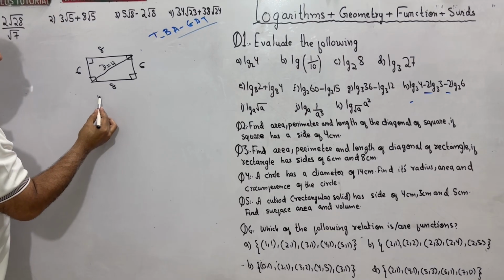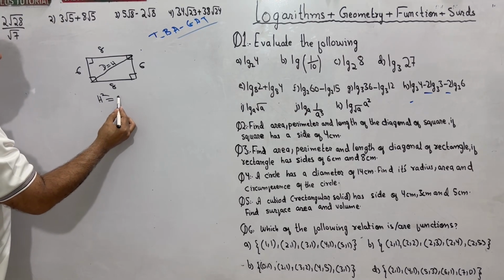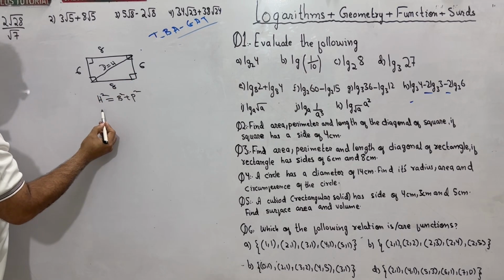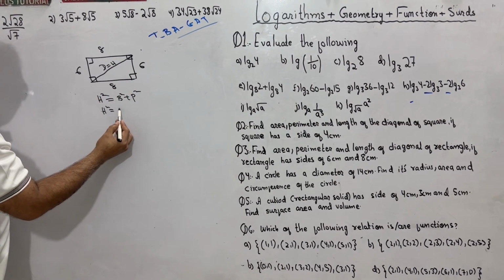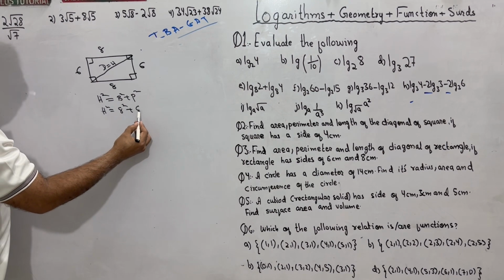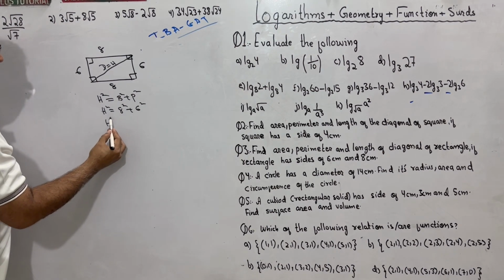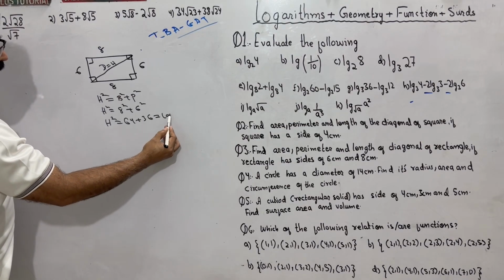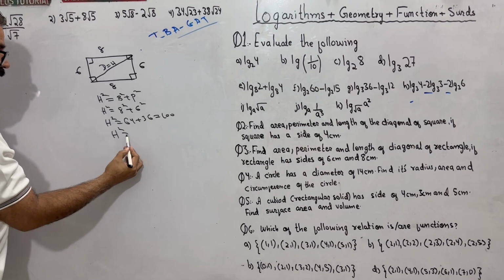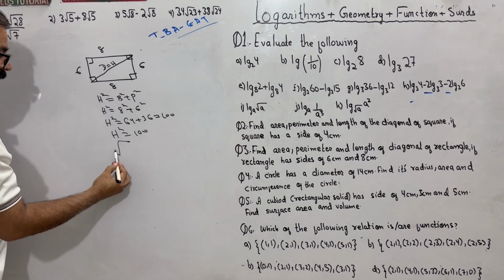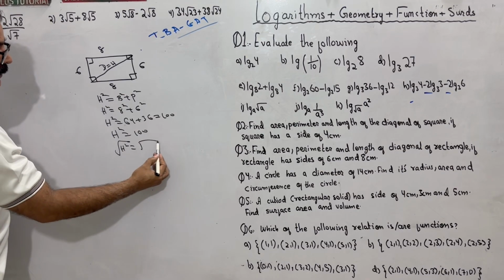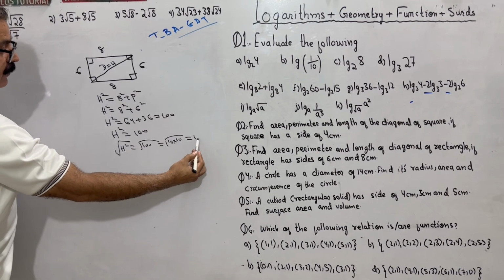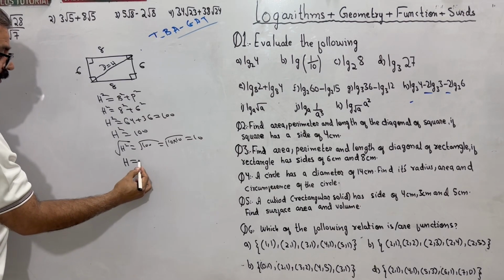Applying Pythagoras theorem, hypotenuse square is equal to base square plus perpendicular square. Here hypotenuse or diagonal, same thing. Base is 8 square, perpendicular is 6 square. So h square is equal to 8 8 is 64, 6 6 is 36. It will become 100. So h square is equal to 100. Taking root both sides, 100 is a perfect square, 10 times 10. So hypotenuse is equal to 10.